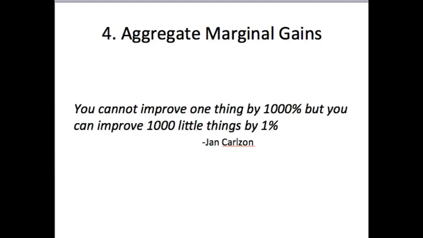The next thing that we're going to do is something called aggregate marginal gains. So the first 3 that we've talked about were really strategic, and now the next couple are really tactical. And I like this quote by Jan Carlson, who says, you cannot improve one thing by 1,000%, but you can improve 1,000 little things by 1%. And so this basically means that sometimes when we start these projects, we think we're going to find that one thing that is going to totally revolutionize our business. And that would be fantastic, right? That would be great if that happened, but more realistically, we're going to do a lot of little things that are going to add up and make a difference in our conversion rates and our impact, etc.